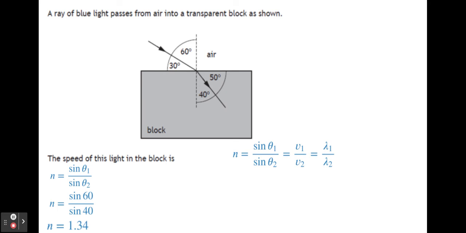Now, my refractive index is equal to v1 over v2. v1 is the speed of light in air. I know that is 3 times 10 to the power of 8 meters per second. v2 is the speed of light in the material. That's what I'm interested in. So I can put my numbers in there. n is 1.34, which I just worked out. v1, 3 times 10 to the power of 8, over v2. A little bit of rearranging, and we get the speed of light in the material to be 2.2 times 10 to the power of 8 meters per second.